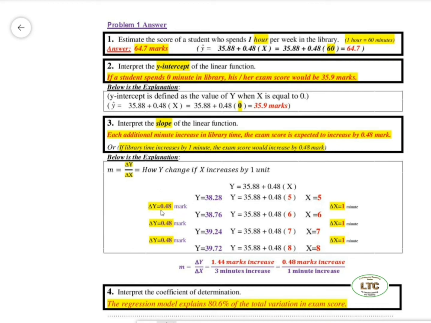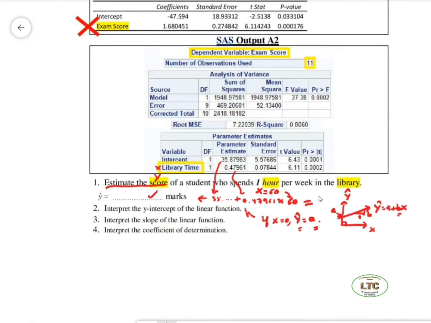Here delta y means increase in y. Delta x means increase in x. Okay, let's go back. Interpret the slope. Y-intercept a, slope b. What is the slope? If this is 1, the slope is b. So you can say if x increases by 1 unit, then the estimated y will increase by b units. If you move from this point to that point, you increase x by 1 unit and you increase y by b units. This is the interpretation of slope. So for this problem, how do you write? Let's see.